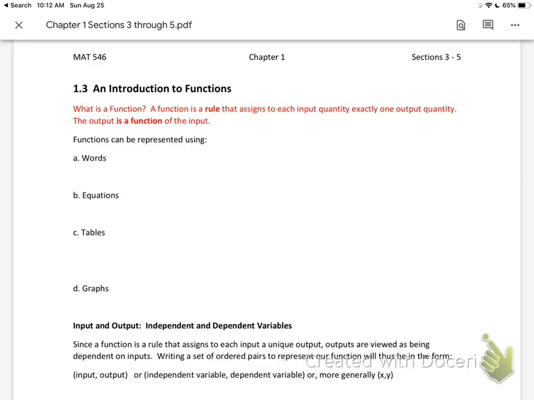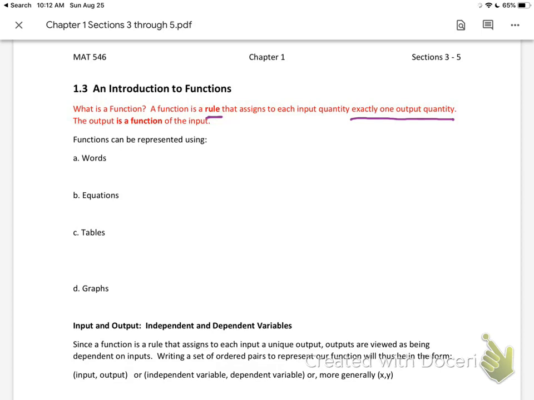Okay, in this video we're going to go through Chapter 1, Sections 3 to 5. So in 1.3, the title is An Introduction to Functions. So what is a function? Think of a function just as a rule. A rule that assigns to each input quantity exactly, and this is important, exactly one output quantity. So the output is a function of the input.